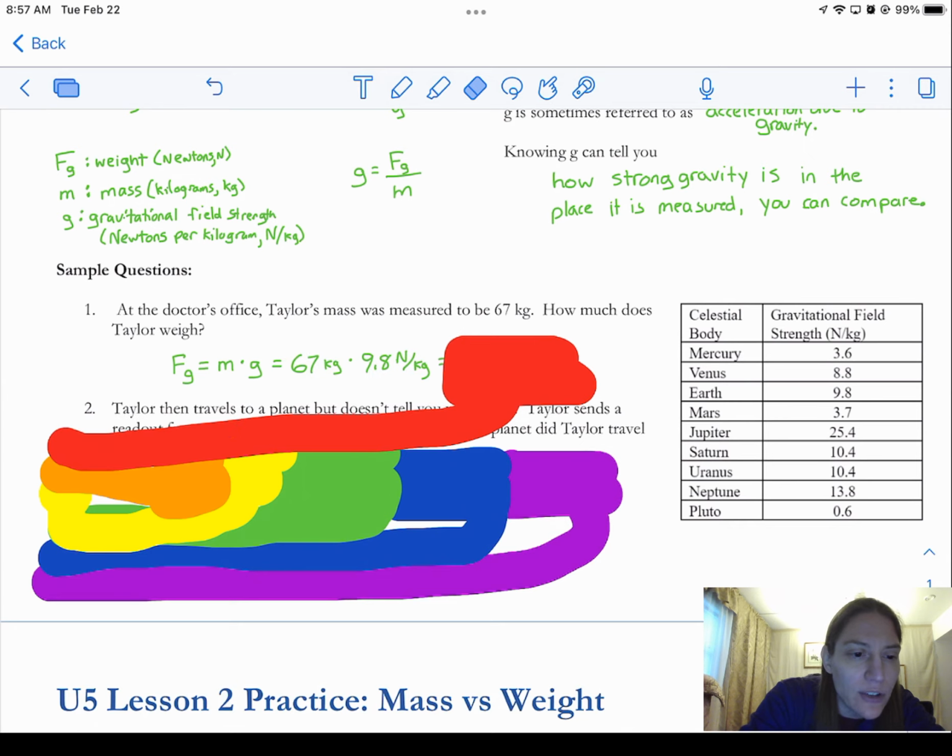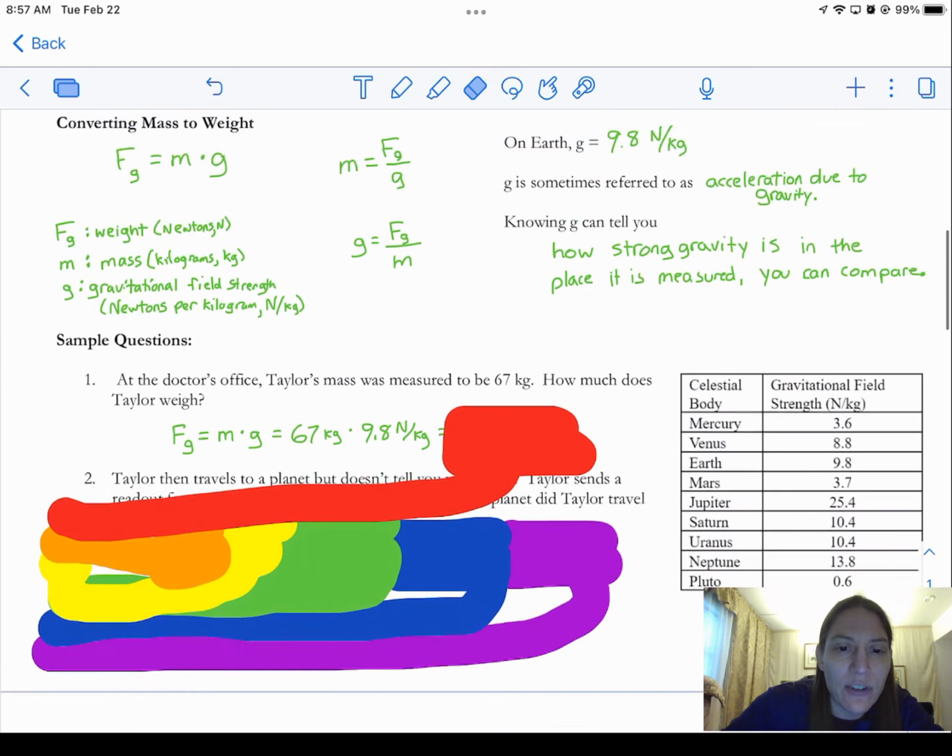Let's see if I can touch it. There we go. 67 kilograms times that 9.8 newtons per kilogram. That's just plugging in the numbers that we have there. 67 is in the problem. 9.8 is that number that we just wrote down up here. It's also in the chart over here. If I can highlight it for you, there it is in the chart. And there's the 67 kilograms right there that we just plugged in.